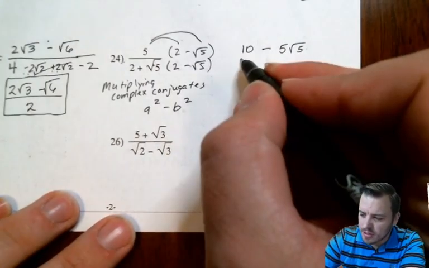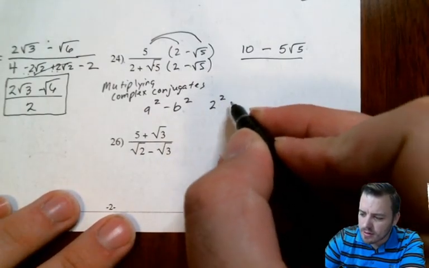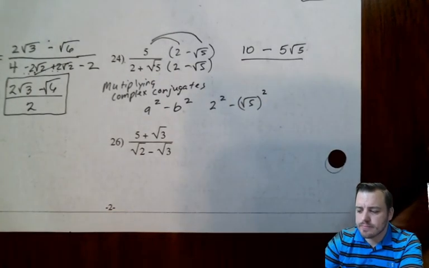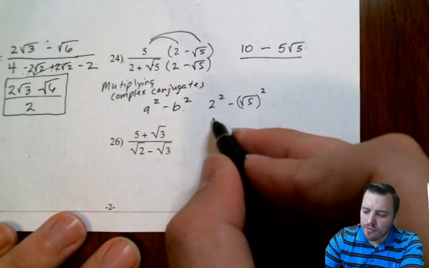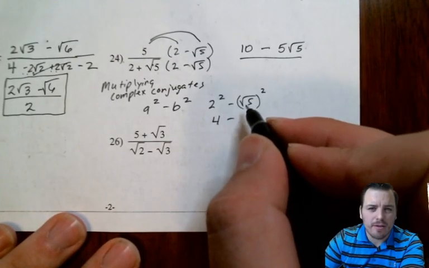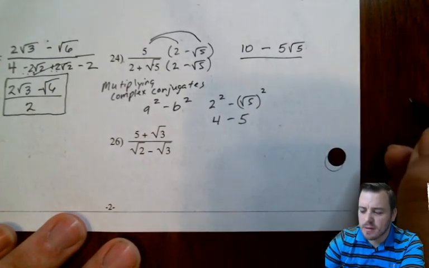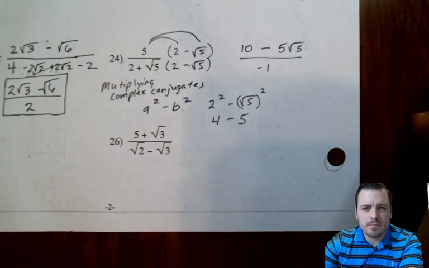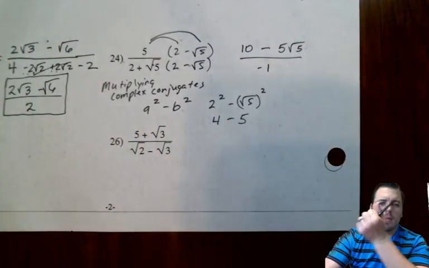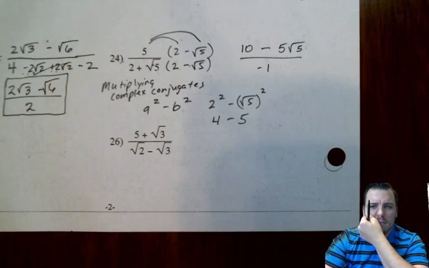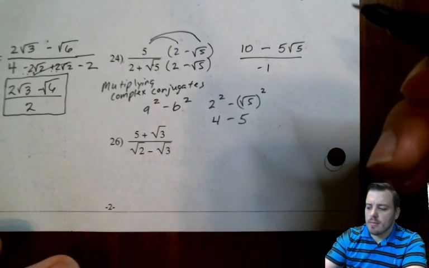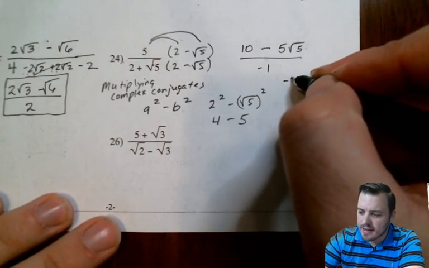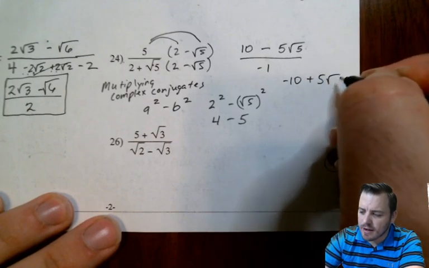So in this case, we just need to say, well, 2 squared minus radical 5 squared. That would be 4 minus radical 5 times radical 5 is just 5. That would be negative 1. So, when you divide something by negative 1, you just change its sign. So it should look like this. Negative 10 plus 5 radical 5.